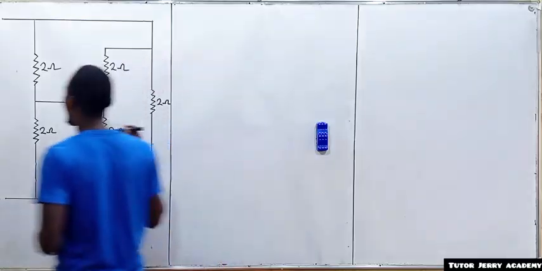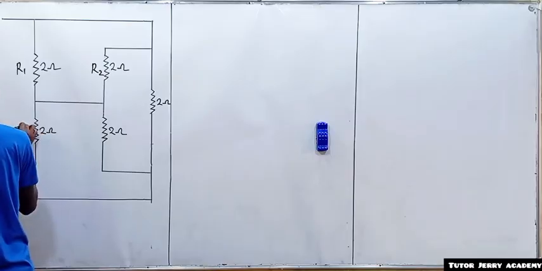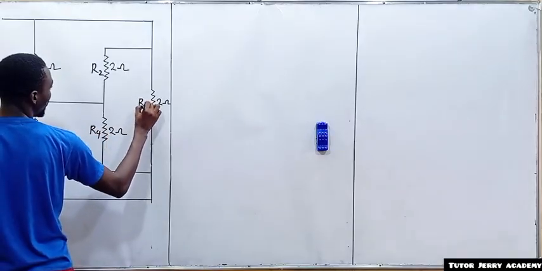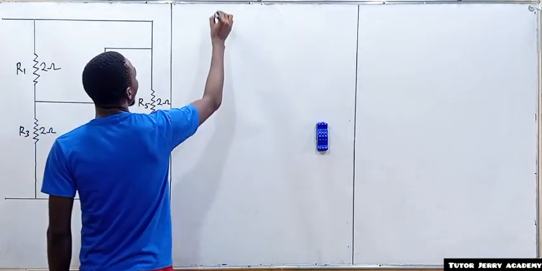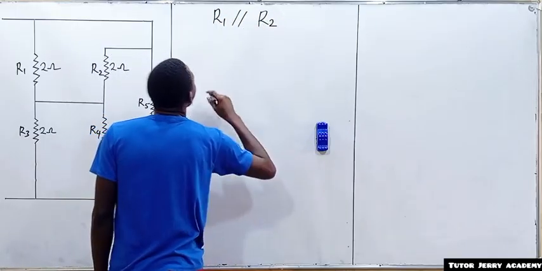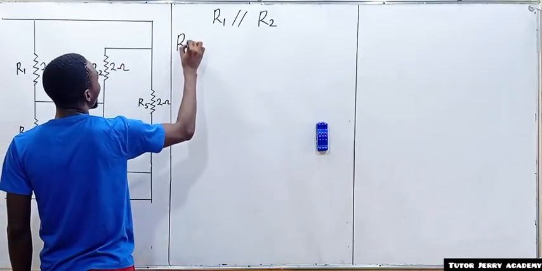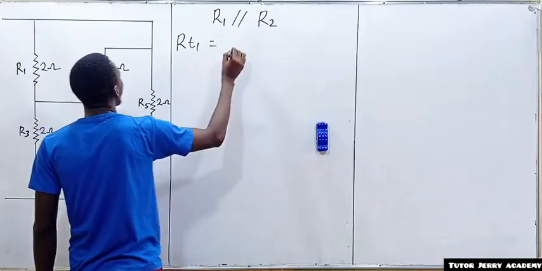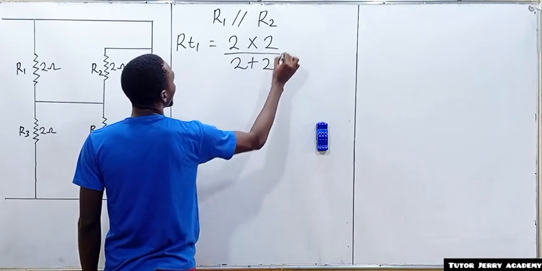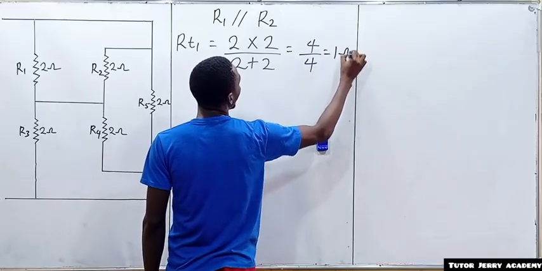So if we call this one R1 and call this R2, R3, this is R4, this should be R5. So we can say that R1 is parallel to R2. So we can find the equivalent resistance between these two, which we can call RT1. So this will be 2 multiplied by 2 all over 2 plus 2. So this is 4 divided by 4, which will give us 1 ohm.